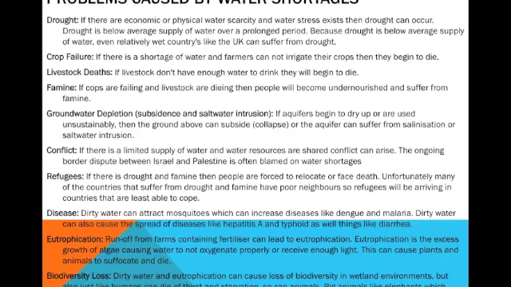So, what are some problems that are caused by water shortages? Well, firstly, obviously, drought. If there are economic or physical water scarcity and water stress exists, then a drought can occur. Drought is below average supply of water over a prolonged period. Because drought is below average supply of water, even relatively wet countries like the UK can suffer from drought.